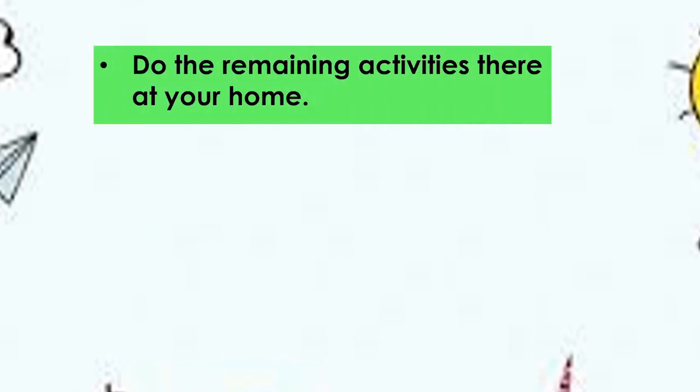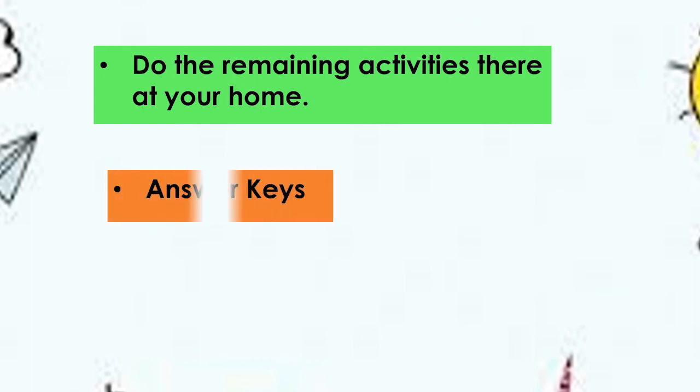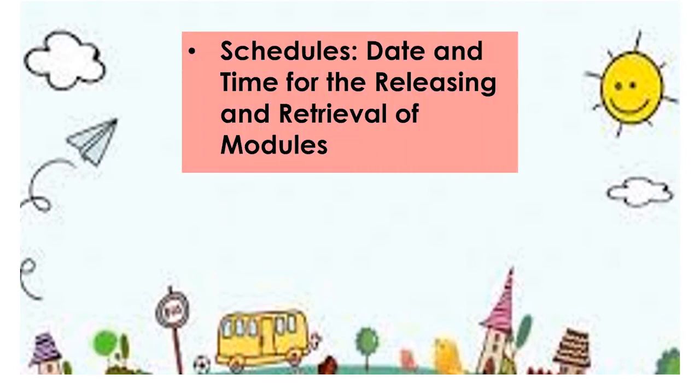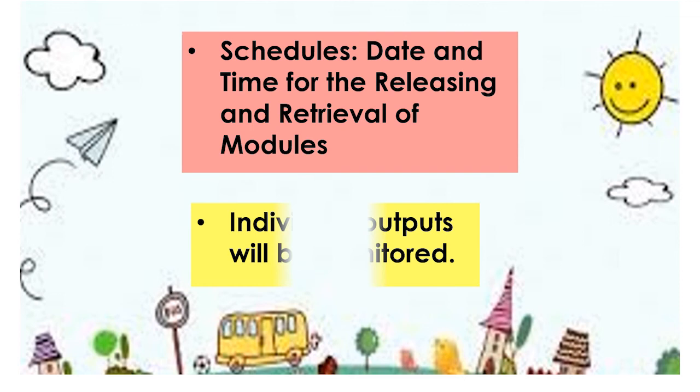Again, do these activities there at your home. There are answer keys provided for each activity and test at the end of this self-learning module. So, you can check your works and answers after being done with them. We trust you will be honest in using this. Your teacher may give your parents the schedules, dates, and time for module releasing and retrieval. Your individual outputs in all the activities will be monitored by your teacher in your school.